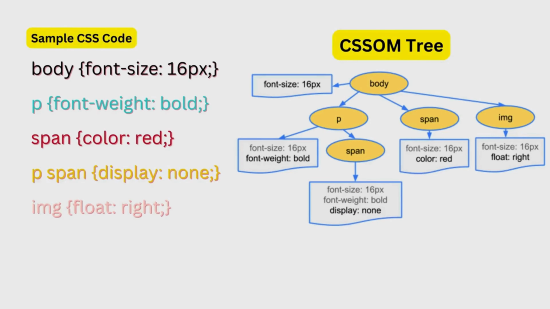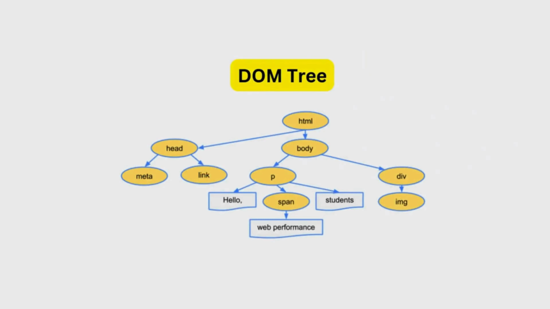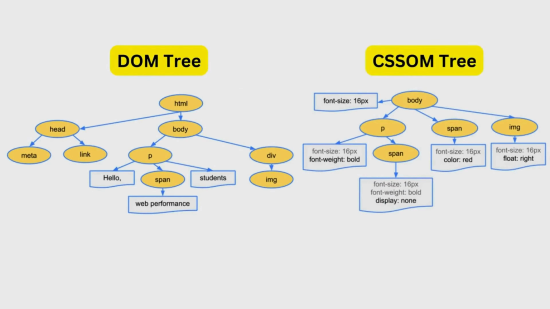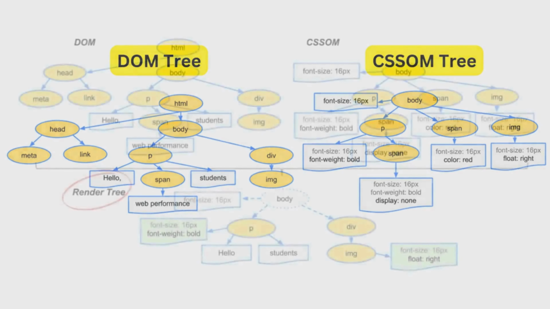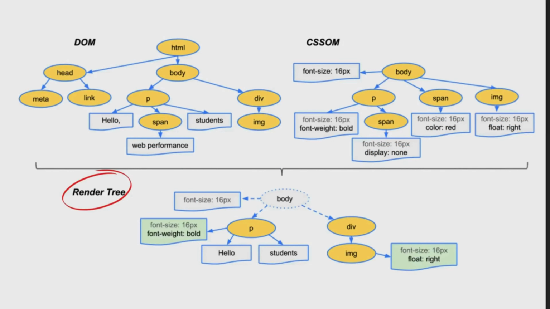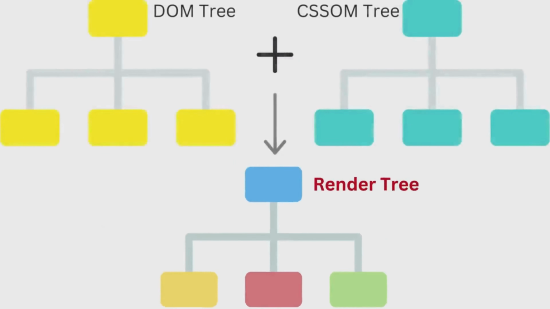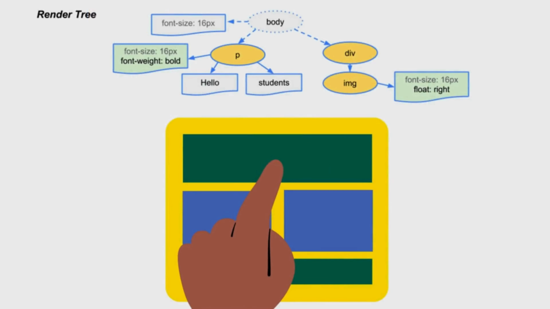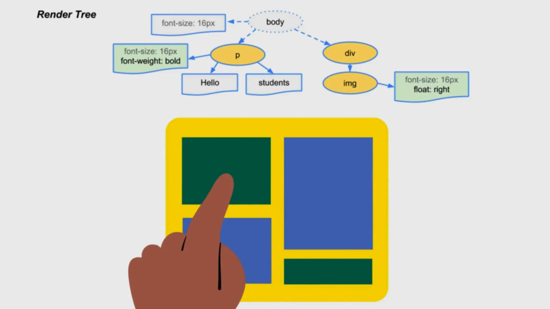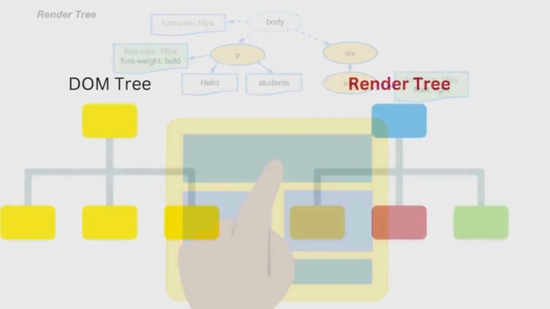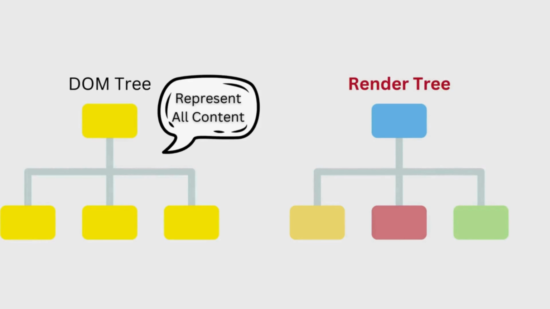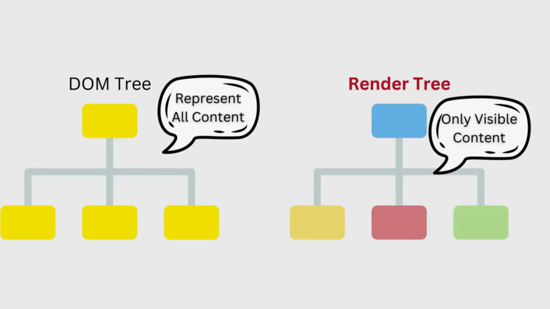Now that we have both the DOM tree and CSSOM tree, the browser needs to merge them to actually display the web page. This is where the render tree comes into play. The render tree is a combination of the DOM and CSSOM tree. It's like the final blueprint that the browser uses to draw the web page on your screen. But here is a key difference. While the DOM tree represents all the content of the web page, the render tree focuses only on the elements that are visible to the user.